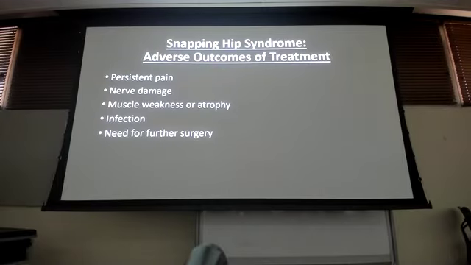No? Okay, awesome. So, outcomes of treatment. You get treatment, but again, I told you, they can still have persistent pain. They can have nerve damage. What nerve? Lateral, something, femoral cutaneous nerve. So you might want to know that.